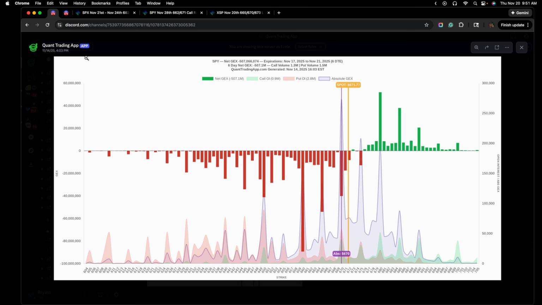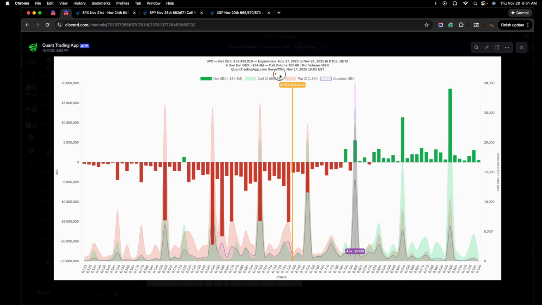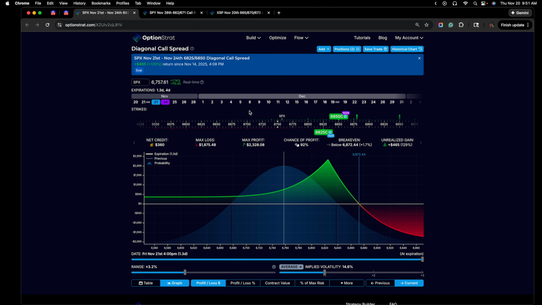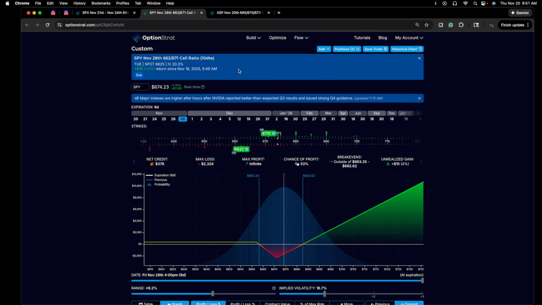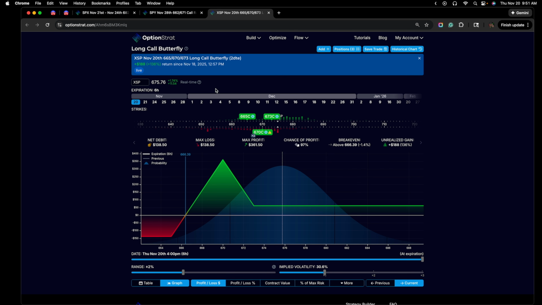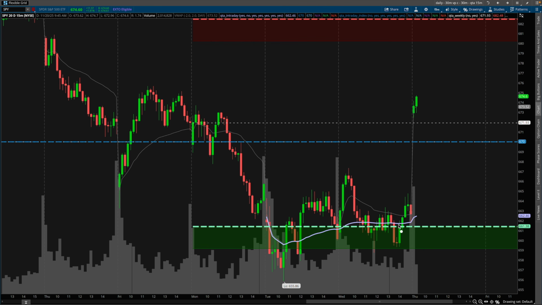We're going to take a look at the gamma exposure profile for this week, which was based on last week Friday. So this is when this information was generated. As the market closed last week Friday, I actually opened the call diagonal spread and I opened up the call ratio spread for protection. And then I also just swung this trade here a couple days ago, leading into what I was expecting to be this gap up.